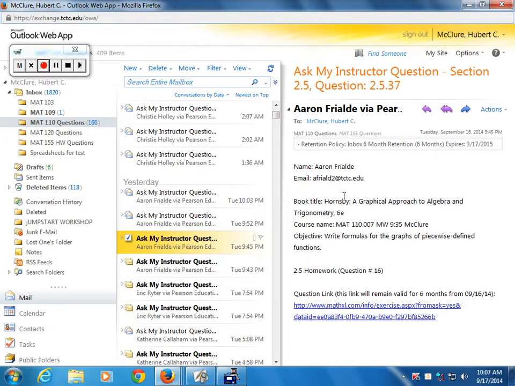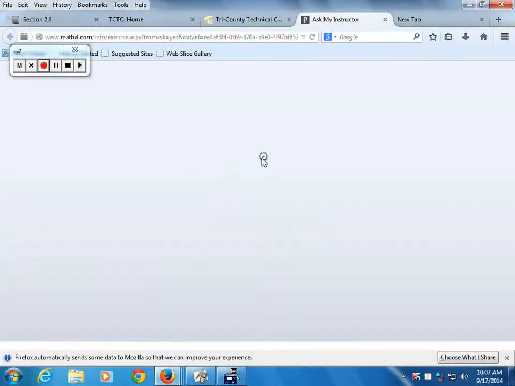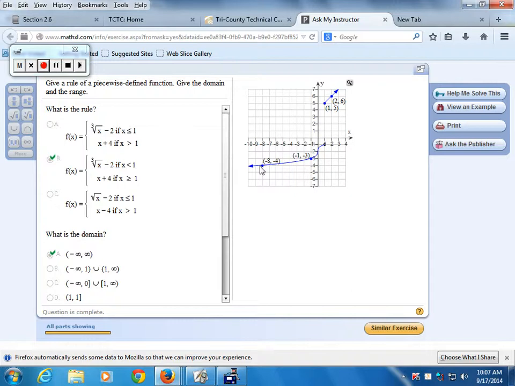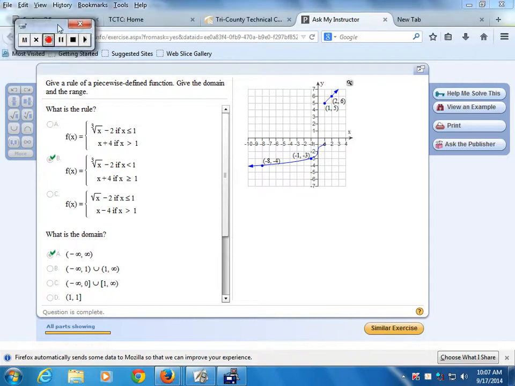All right, 2.5, 37/16. Let's look at this one. Piecewise function. Give a rule of the piecewise defined function. Give the domain and range. All right, what is the rule? I guess they're asking you which one is this.